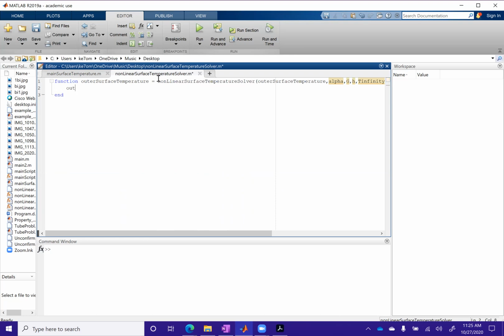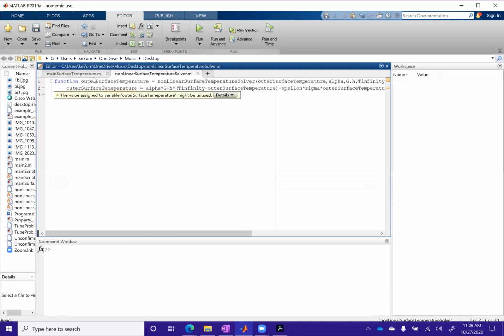So we can say the outer surface temperature is equal to alpha times G plus H times T infinity minus the outer surface temperature, minus epsilon times sigma times outer surface temperature raised to the fourth, minus outer surface temperature minus inner surface temperature, divided by R double prime. All right, so there we go.